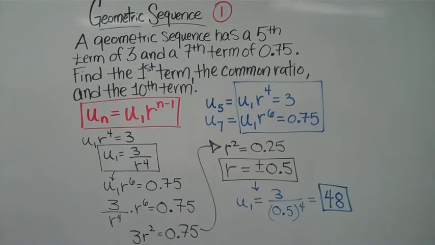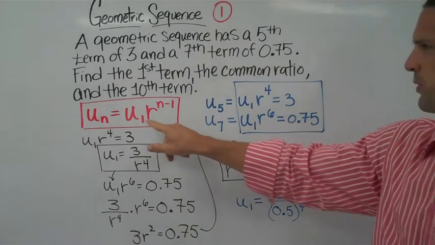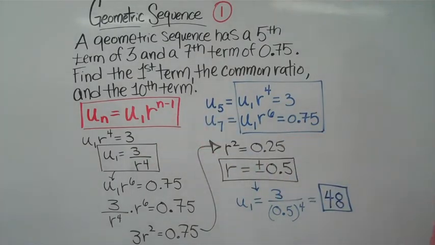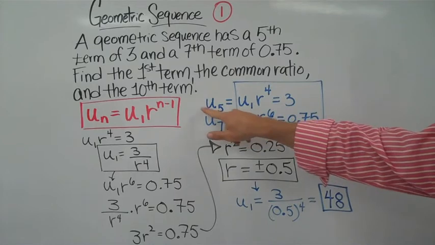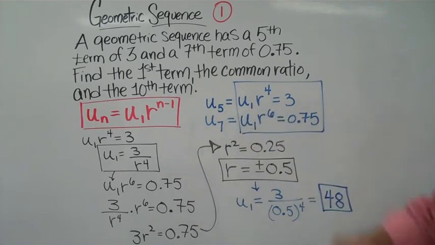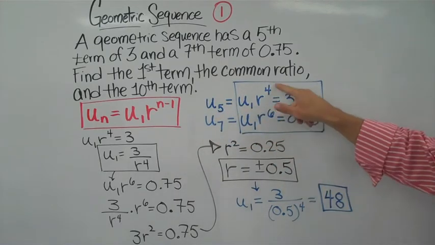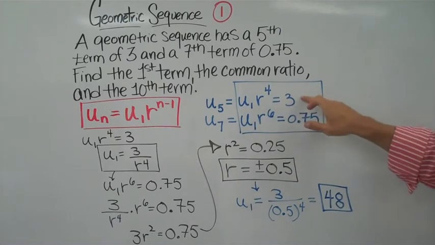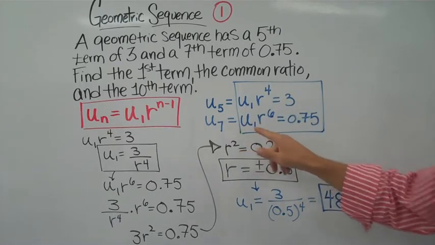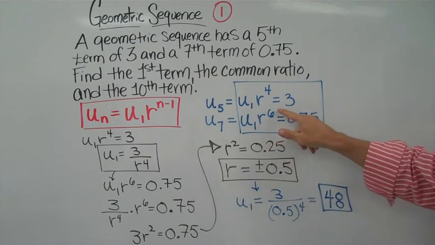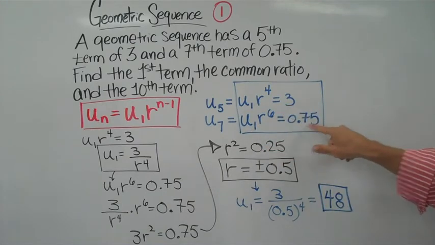Here's a first example using geometric sequences. A geometric sequence has a fifth term of 3 and a seventh term of 0.75. Find the first term, the common ratio, and the 10th term. Well, we know u_n equals u_1 r to the n minus 1. We have to know that formula. It tells us that the fifth term is u_1 r to the 5 minus 1, which is 4, and that's equal to 3. And the seventh term, which will be u_1 r to the 7 minus 1, which is 6, is equal to 0.75.